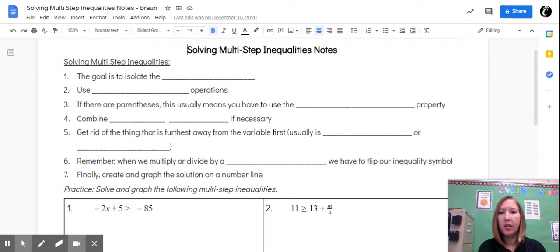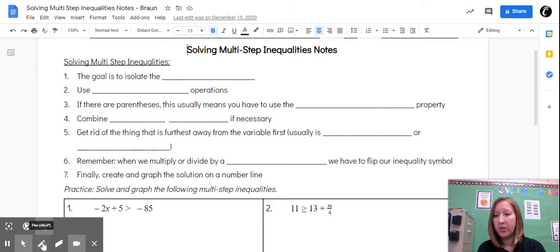Hi guys, today you are going to learn how to solve multi-step inequalities. So this is very similar to what we did yesterday with solving one-step inequalities, just adding an extra step or so. In order to solve multi-step inequalities, we have a few steps here and we have some helpful hints.